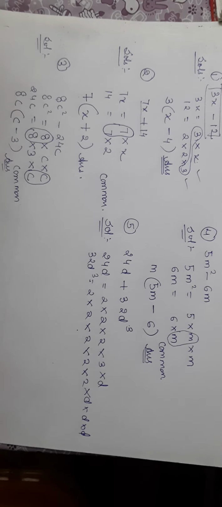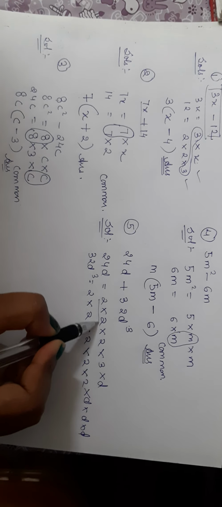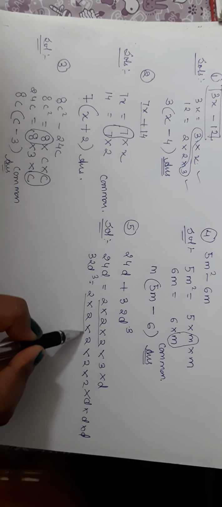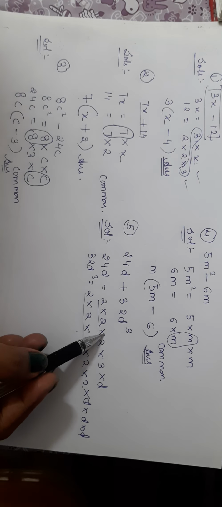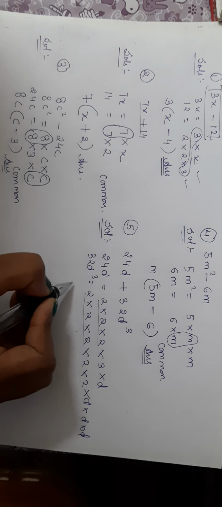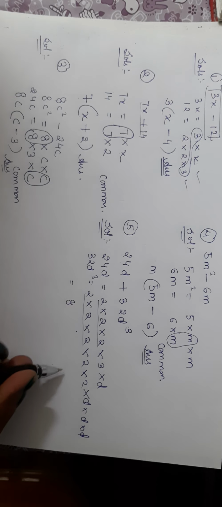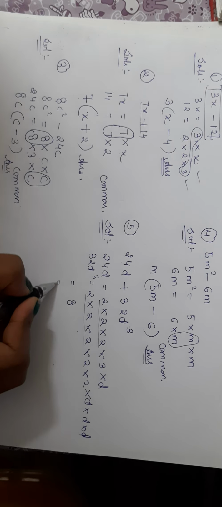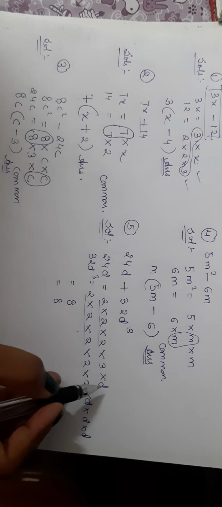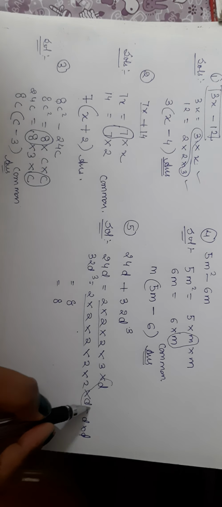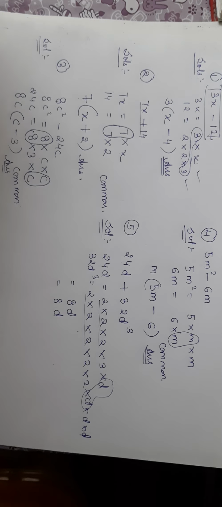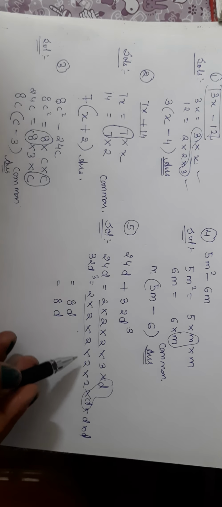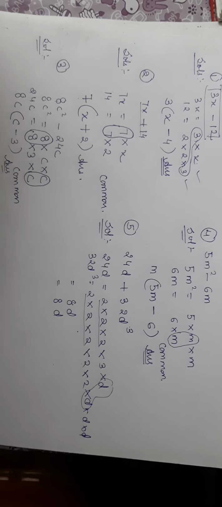So from here you can see this 3 and this 3 will make a pair. So 2 2s are 4, 4 2s are 8. So from here I will get 8, and here also 8. And what else can be common? This 1d can be common. So 8d will be common from both. So what is left? 3 and 4d square.